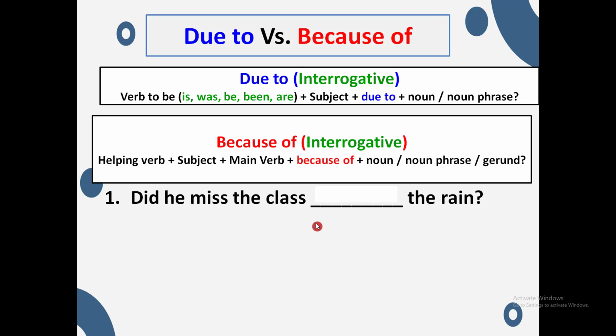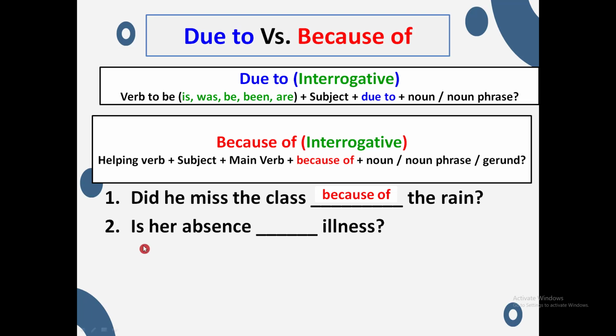Number 1. Did he miss the class blank the rain? Focus on the structure, dear guys. Did, it's our helping verb, then we have our subject and miss our main verb. So we follow because of. Did he miss the class because of the rain?